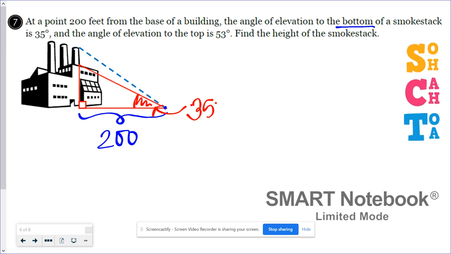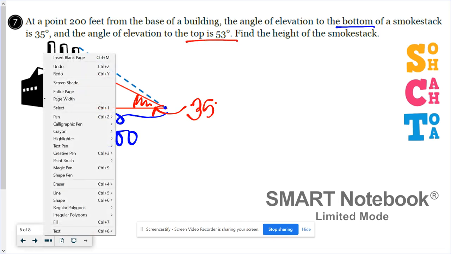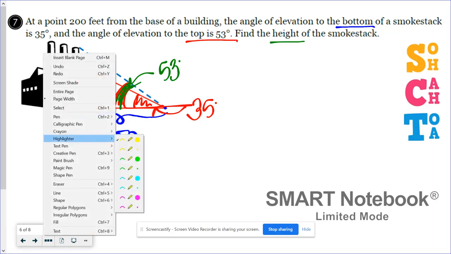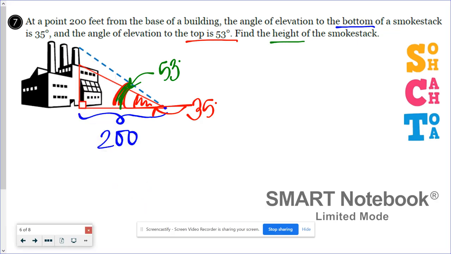The angle of elevation to the top is 53 degrees. So that angle would be from the horizontal line of sight all the way up to the top. That's supposed to be green. Sorry about that. So this angle here, the whole angle is 53 degrees. Got it? Find the height of the smokestack. So I am merely interested in this segment right here. That's what I want to know. That's the height of the smokestack. So how do I use what I've been given to find that?